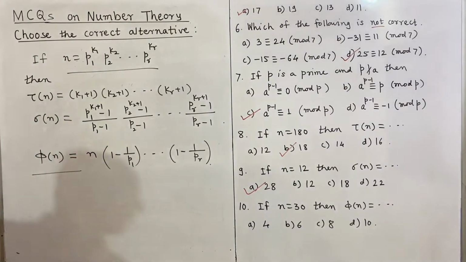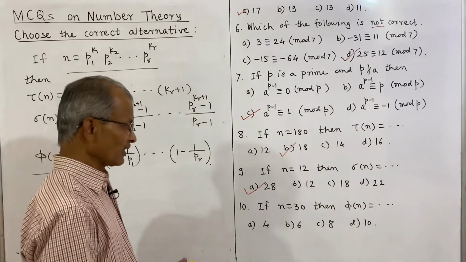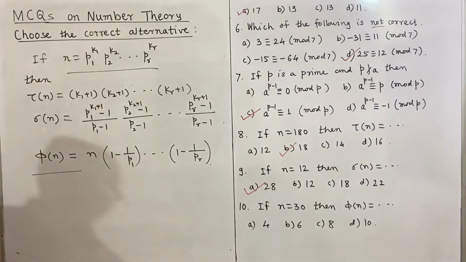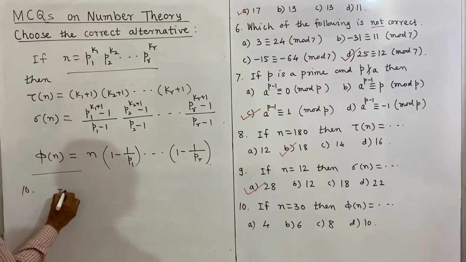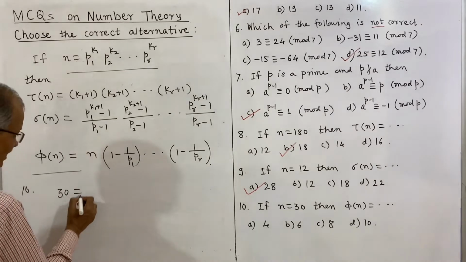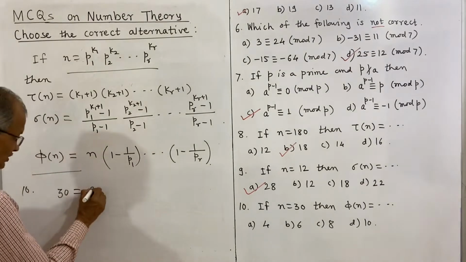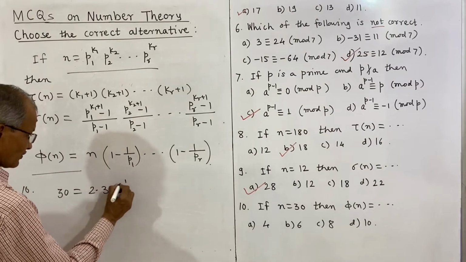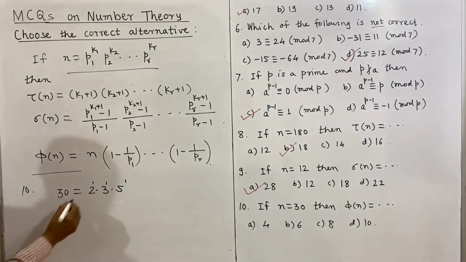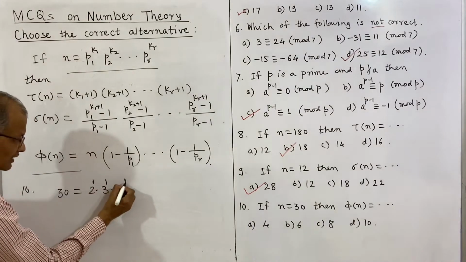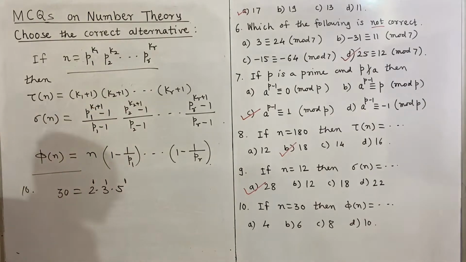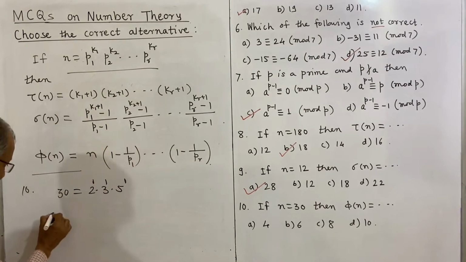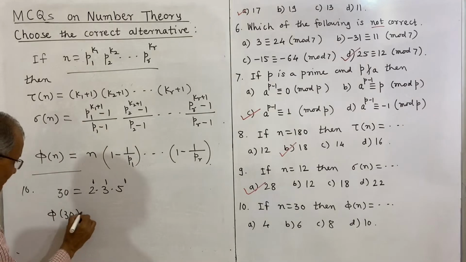That means the number of integers that are relatively prime to n and less than or equal to n, and that is 30. 30 can be written in canonical form. 30 is equal to 6 into 5, and 6 is 2 into 3, so 30 is 2 into 3 into 5. Each has power 1. K1 is 1, K2 is 1, K3 is 1. P1 is 2, P2 is 3, P3 is 5, and therefore phi 30 is equal to n.